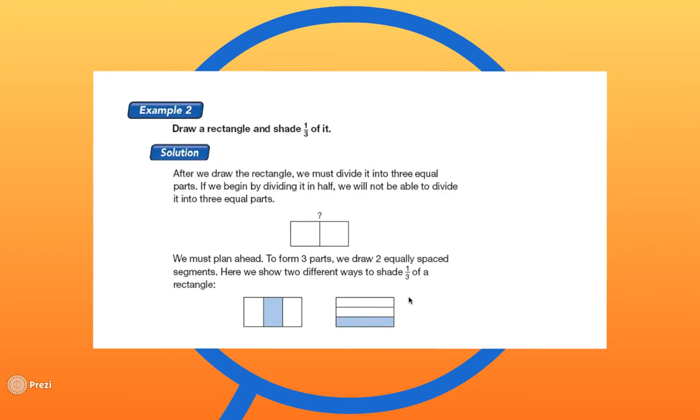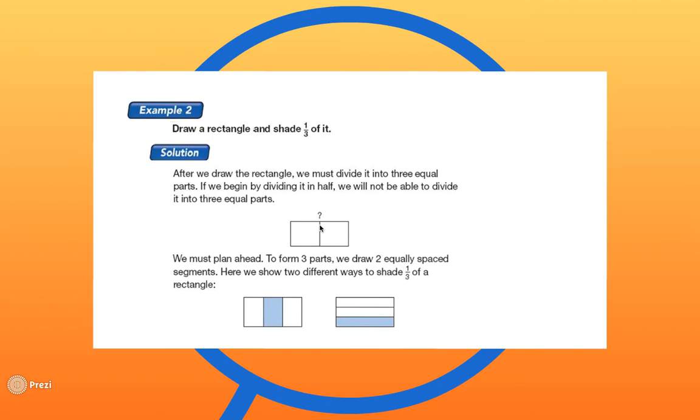All right. Example number 2. Draw a rectangle and shade 1/3 of it. After we draw a rectangle, we must divide it into 3 equal parts. If we begin by dividing it in half, we will not be able to divide it into 3 equal parts. So we can't divide it in half first and then expect to be able to divide this into 3 equal parts. So you got to plan ahead.